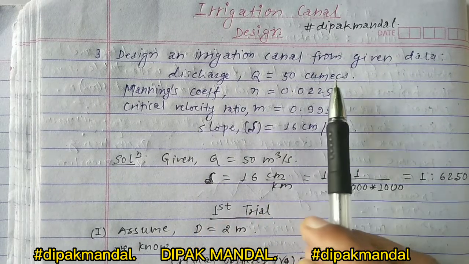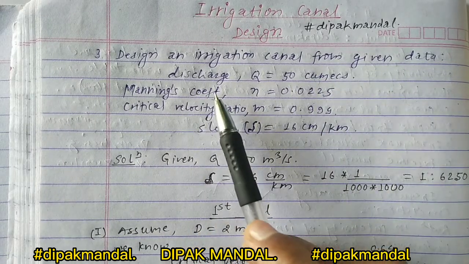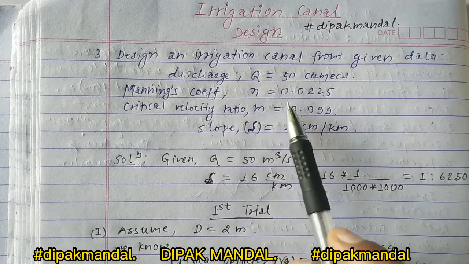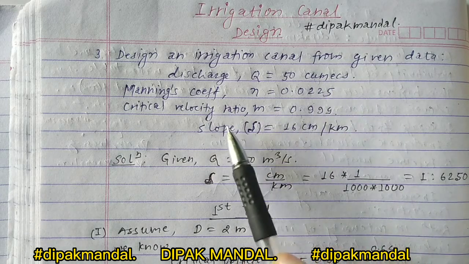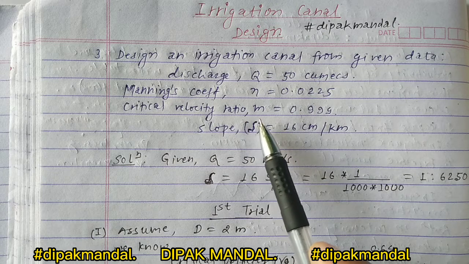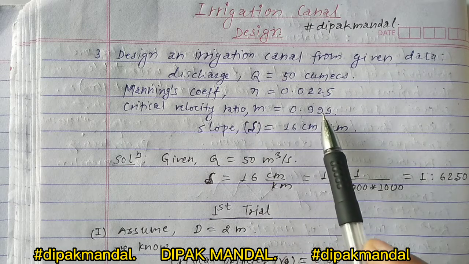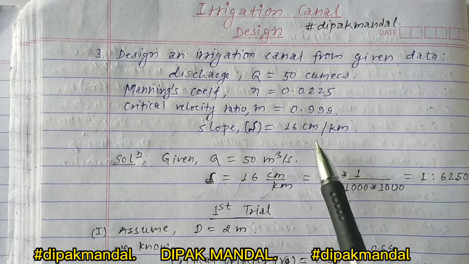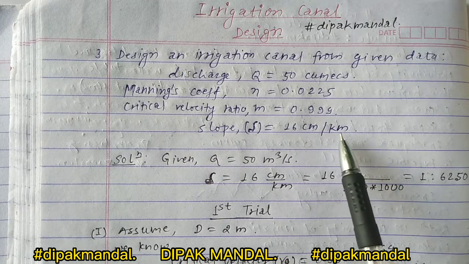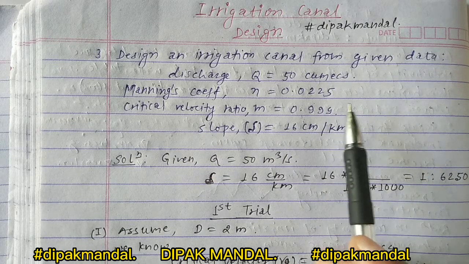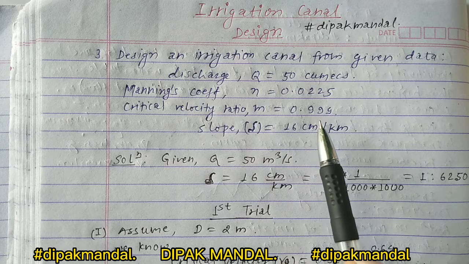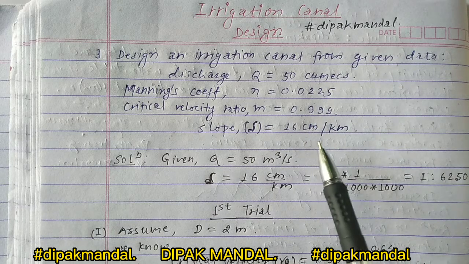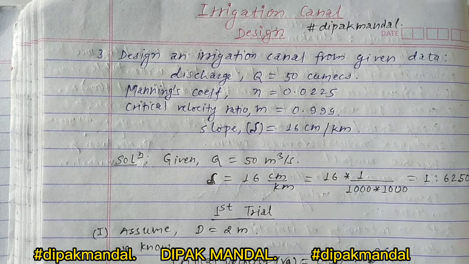Design an irrigation canal from the given data. The discharge is 50 cubic, Manning's coefficient n is equal to 0.025, the critical velocity ratio, that is the value of m, is equal to 0.99, and the slope S is equal to 16 cm per kilometer. So this is the given data, and we have to design the irrigation channel with the help of this data. Let's see the solution.